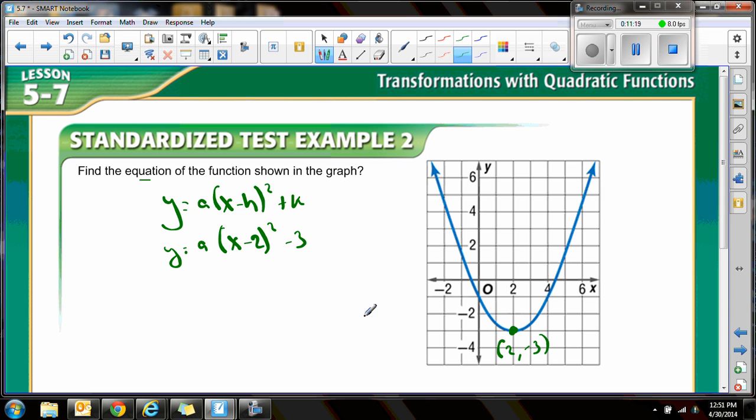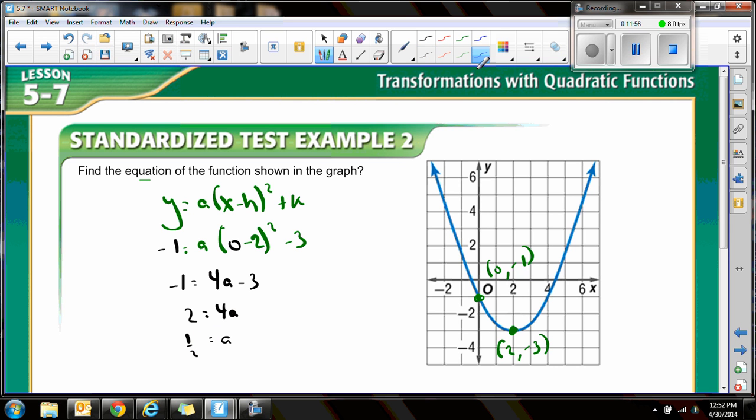Now, I have to find a. Well, I need one more piece of information, so I need one more point, and I can pick any point that I want, but again, I want to make it easy on myself. So let's go with this one, and that's the point 0, negative 1. So if I take those, and I plug them in for my x and y, this now becomes negative 1 and 0. Solve for a. Negative 2 quantity squared will be 4. So 4a minus 3, which means 4a will be 2, and a will be 1/2.